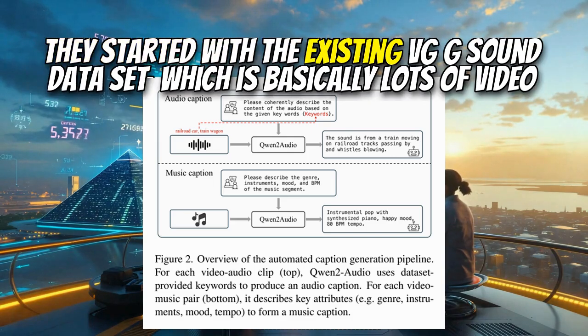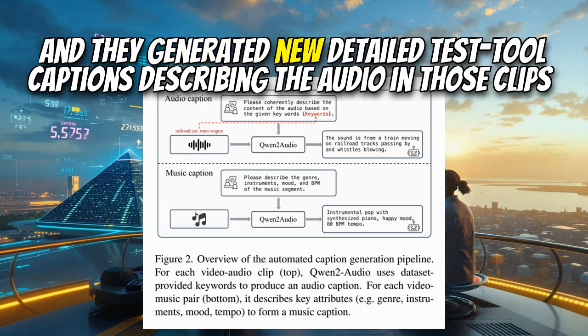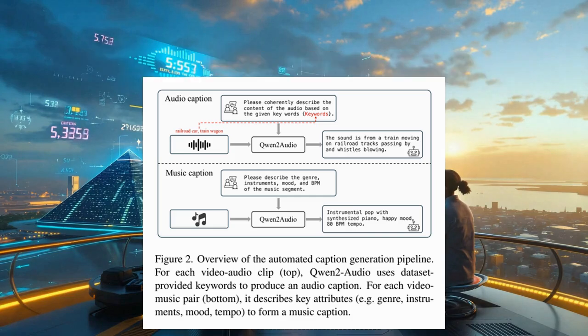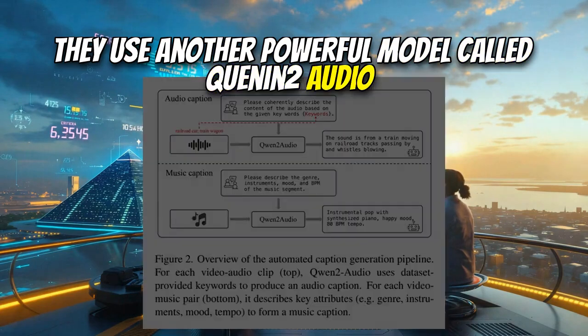They started with the existing VGGSound dataset, which is basically lots of video clips with associated sounds. And they generated new detailed textual captions describing the audio in those clips. How'd they generate those captions? Manually? No, that would take forever. They used another powerful model called Qwen2-Audio.